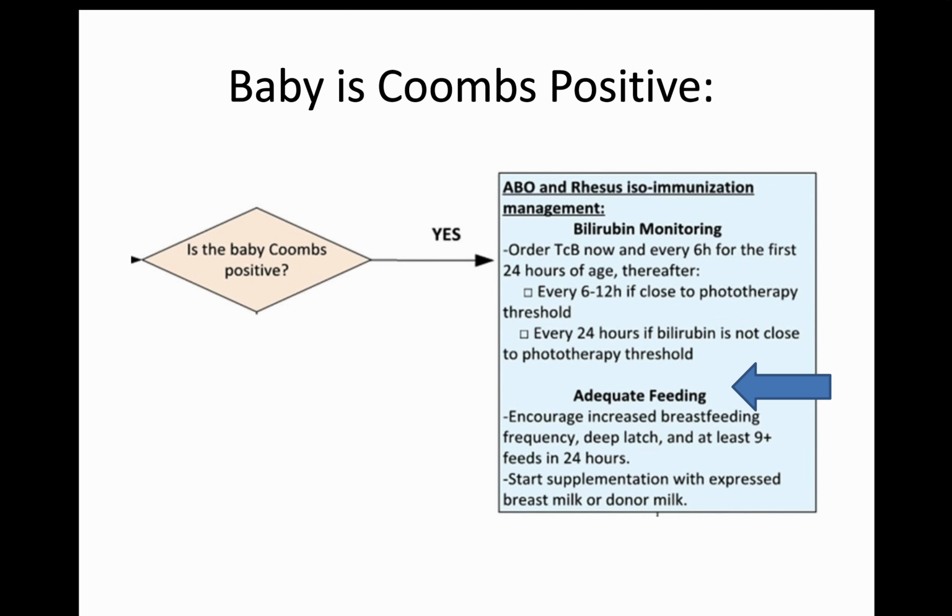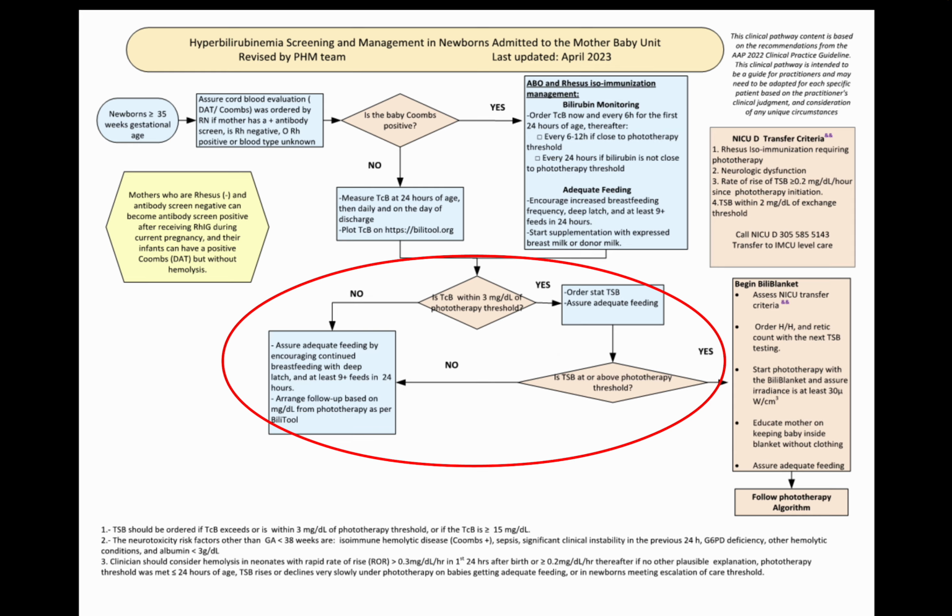We want a deep latch. We want increased frequency of breastfeeding or formula feeding. Our goal is at least 9 feeds in 24 hours. Typically, we recommend feeding every 2 hours at this time. And if required, we can go ahead and start formula supplementation depending upon mom's milk and colostrum supply. And what is phototherapy threshold and how do we get close to it, you might ask? We will talk about that shortly as we talk about the BiliTool website.